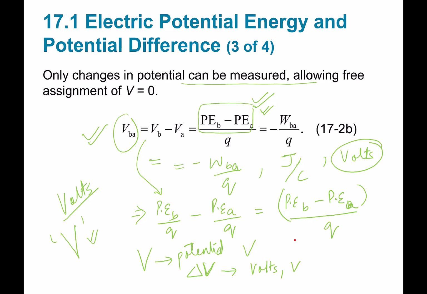And if we wish to speak of the potential VA at some point A, we must be aware that VA depends on where the potential is chosen to be zero. The zero of the electrical potential in a given situation can be chosen arbitrarily, just as for potential energy, because only differences in potential energy can be measured.